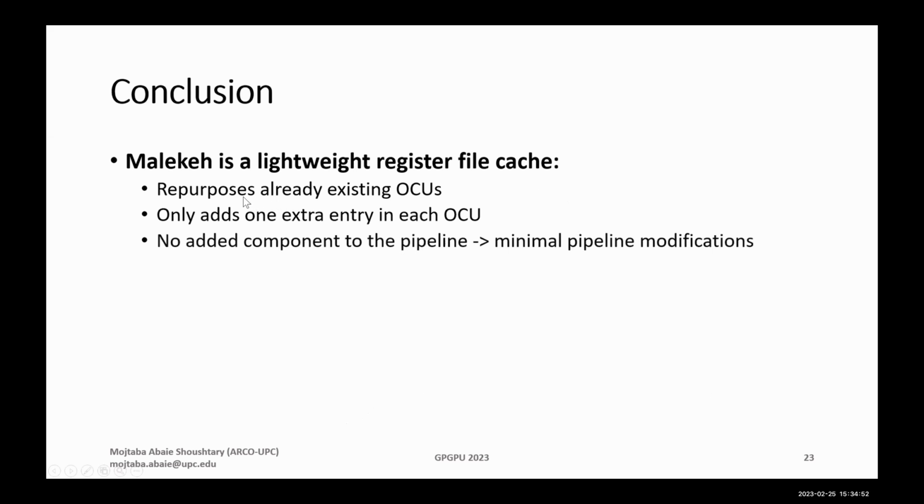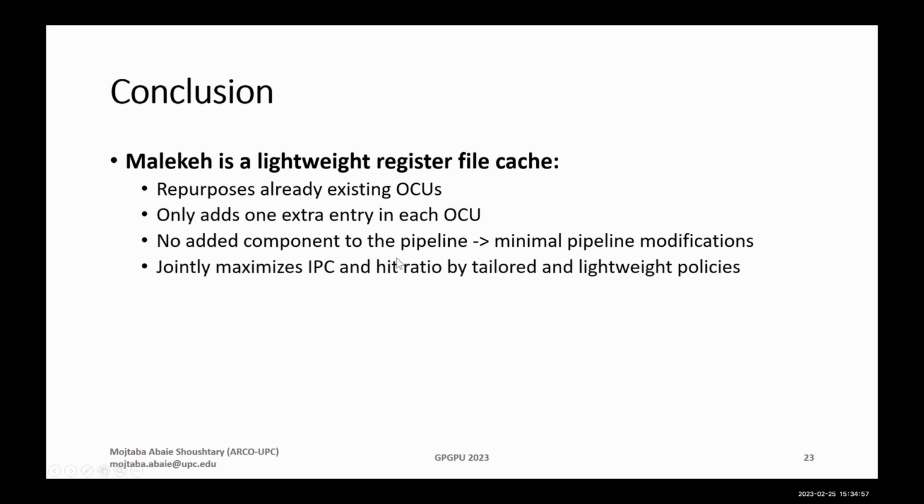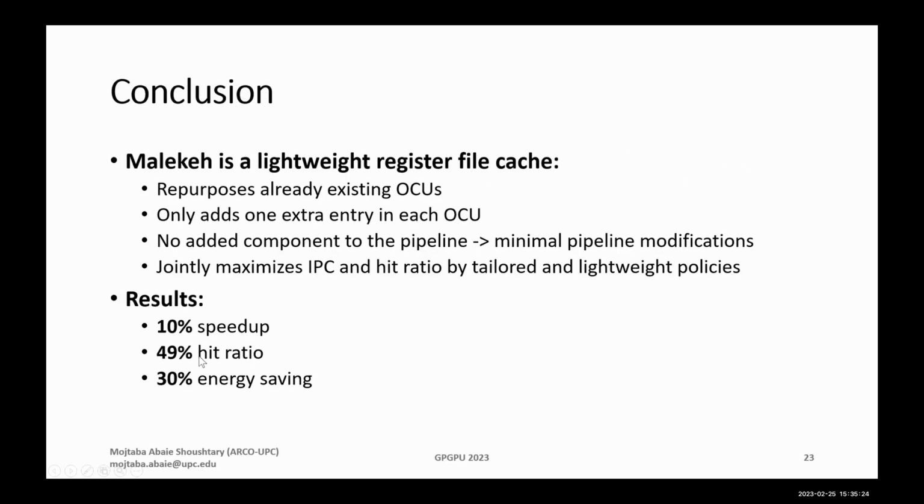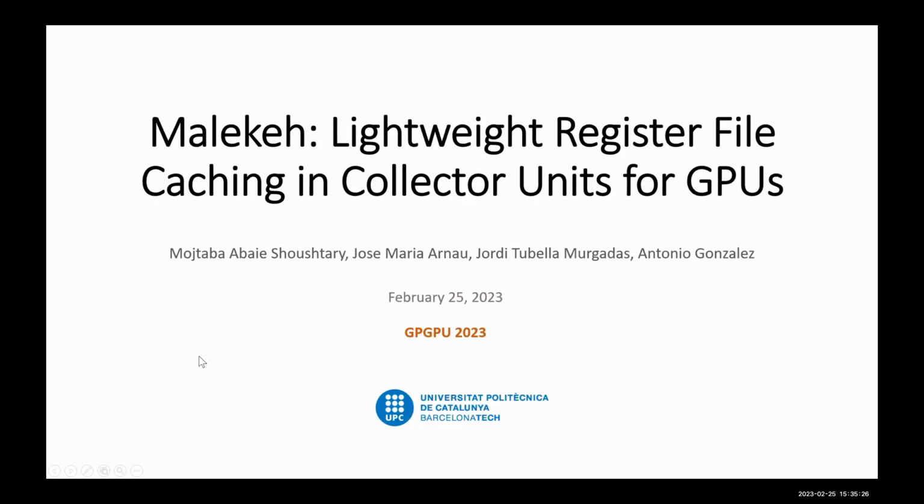Concluding this talk, we have a lightweight register file cache. We could repurpose already existing operand collector units. We added only some extra fields, minimal pipeline modifications, and we designed the policies to increase the efficiency of the system. For the results, we observed a 10% speedup, 50% hit ratio improvement, and around 30% energy saving. Thank you for your patience.